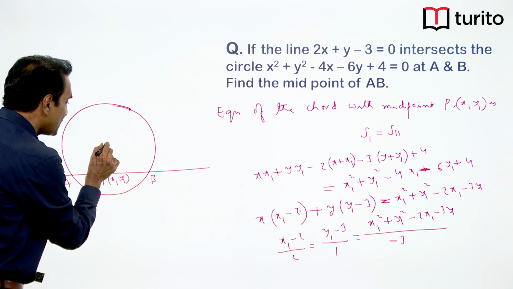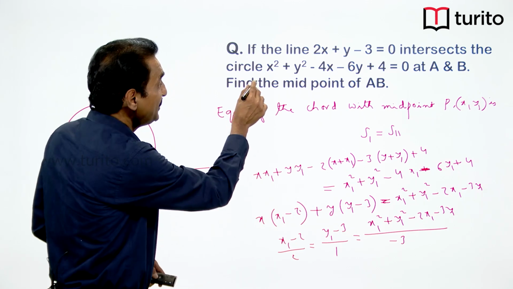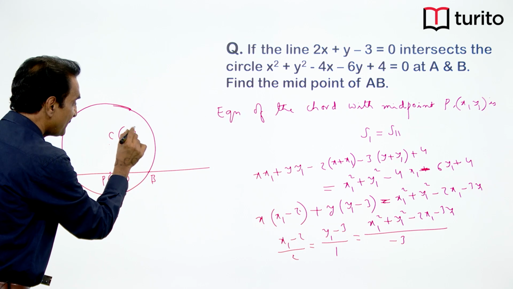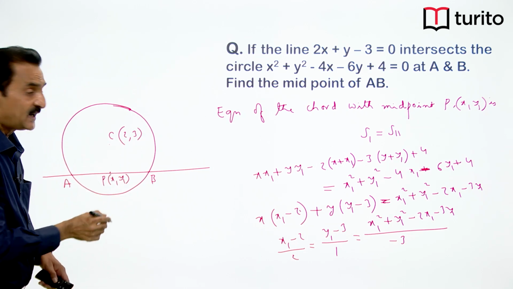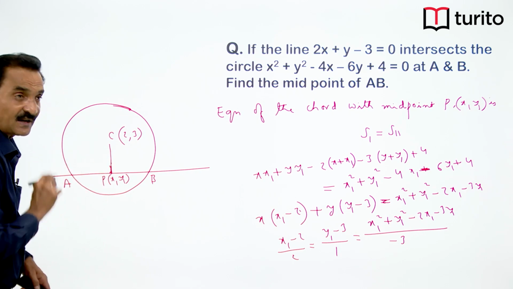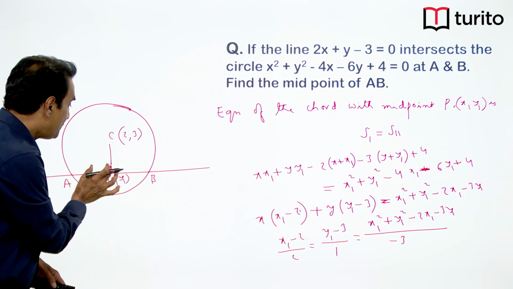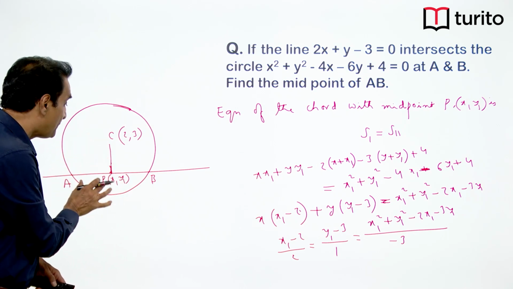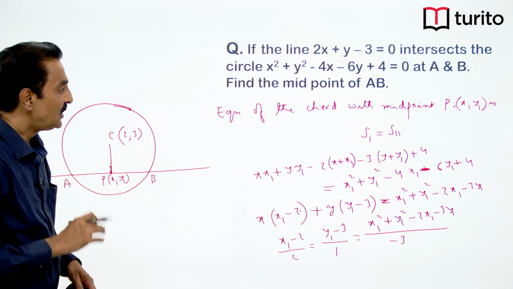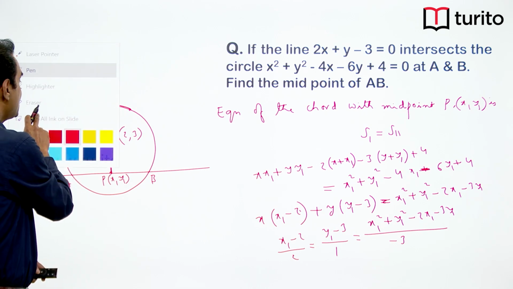What is the center of the circle? Center of the circle is 2, 3. Now, all of you know that the perpendicular from the center of the circle to the chord intersects the chord at its midpoint. So, directly P will be the midpoint, P will be the foot of the perpendicular from the center on the line. So, I will apply the foot of the perpendicular formula and get the answer very quickly. Let us see.